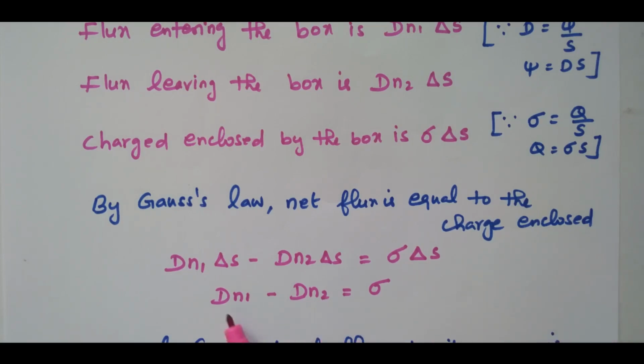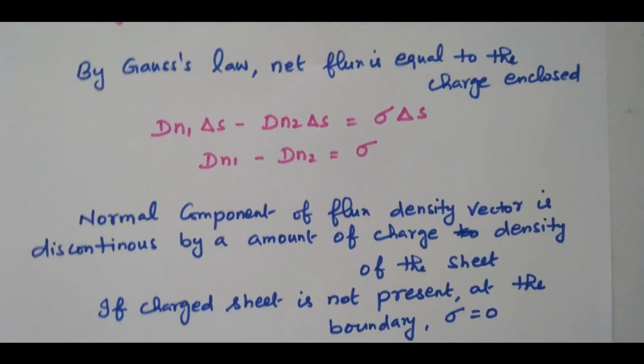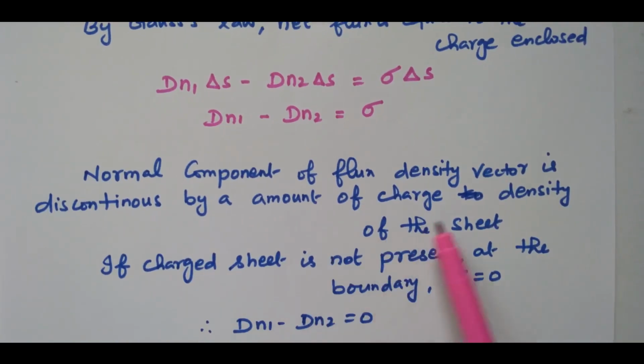So what we got? This Dn1 and Dn2 are not equal. That depends upon the charge. So if any charge is available at the boundary, the flux density vectors are not equal. It will differ. That is the relation we have. Right? So that is given here. The normal component of flux density vector is discontinuous by an amount of the charge density of the sheet. Right? They are not continuous. The flux entering is not the flux leaving. There will be some discontinuity. Why? Due to the charge density.